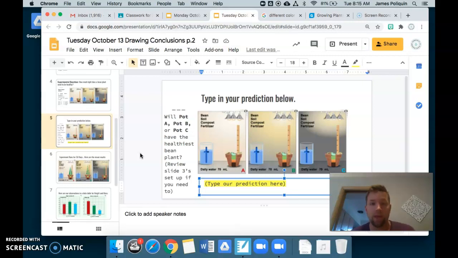Okay, so at this time, hopefully you've made your prediction. I should see it typed in that space here. Now let's look at the data.